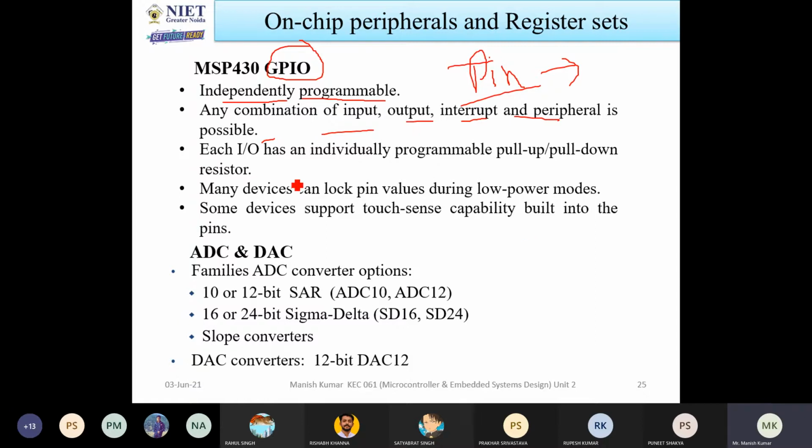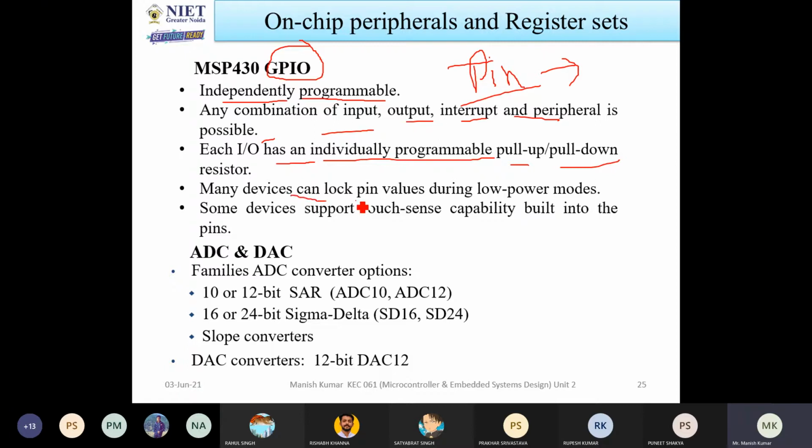Also, each input output pin has individually programmable pull up pull down registers. So in MSP430 boards, the pull up pull down concepts are available. Pull up pull down registers are available. We will see at a later stage what the functions of these registers are. There will be separate topics on pull up registers and pull down registers. We will talk in detail there.